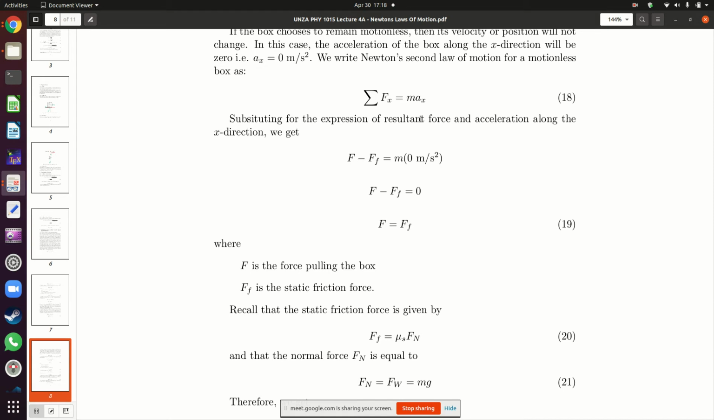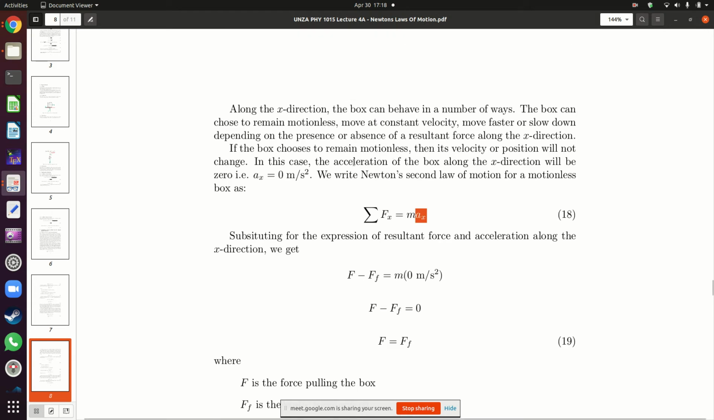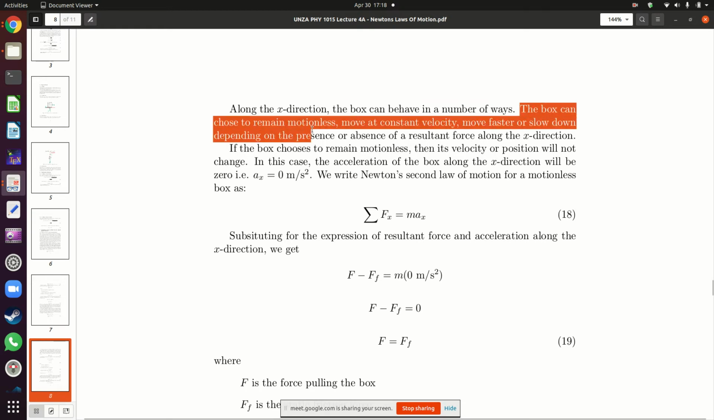In equation 18 here, on the left hand side, you have the expression of resultant force. Then on the right hand side, you have the mass of the box and the acceleration along the x direction. There are a number of situations which can happen. The first situation is that the box does not move. If the box does not move, that means the box remains motionless.